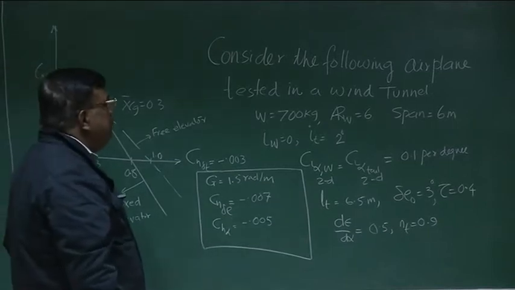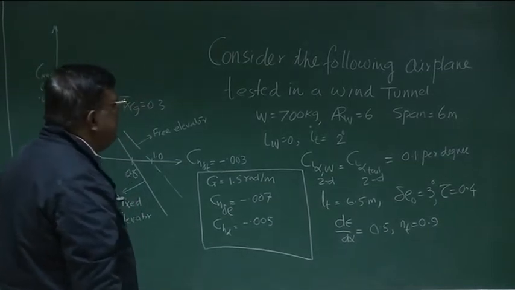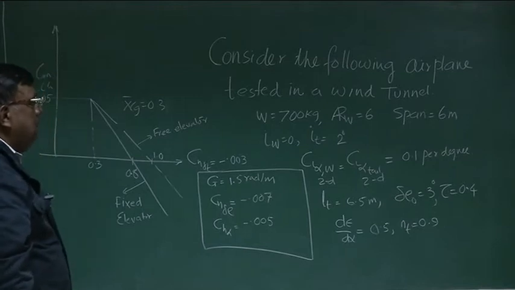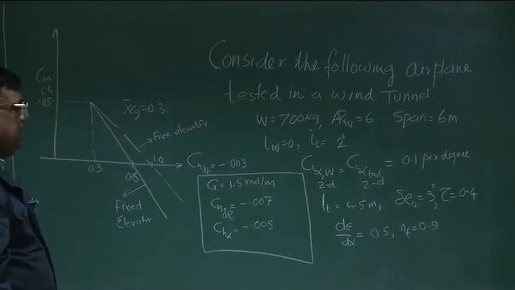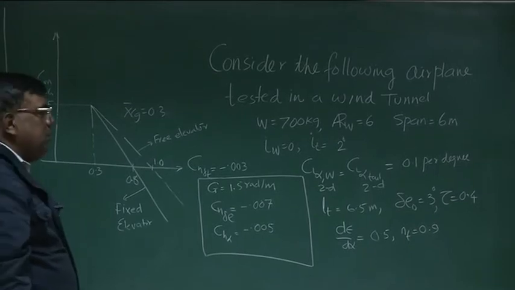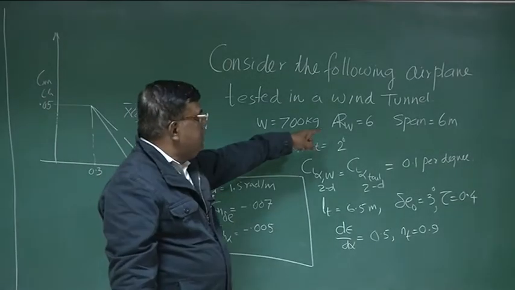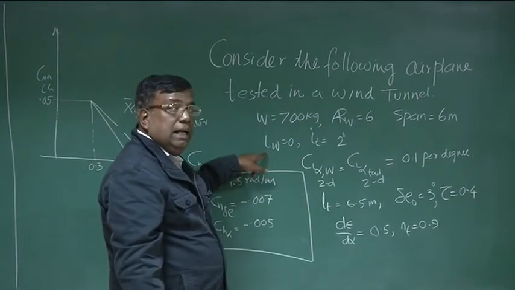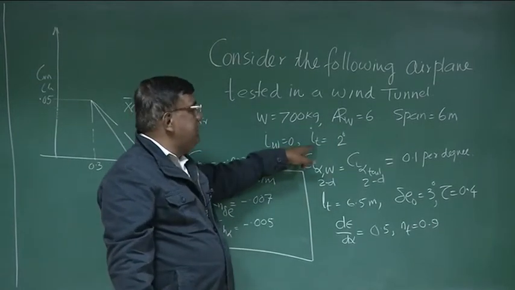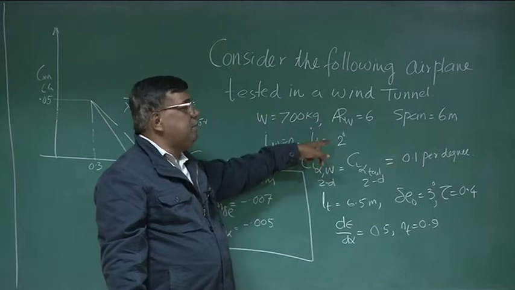Consider the following airplane tested in a wind tunnel. What is given is the weight of the airplane is 700 kg. Then the aspect ratio of the wing is 6. Span of the wing is 6 meter. Wing setting angle iW is 0. iT is 2 degree. Tail setting angle is plus 2 degree.